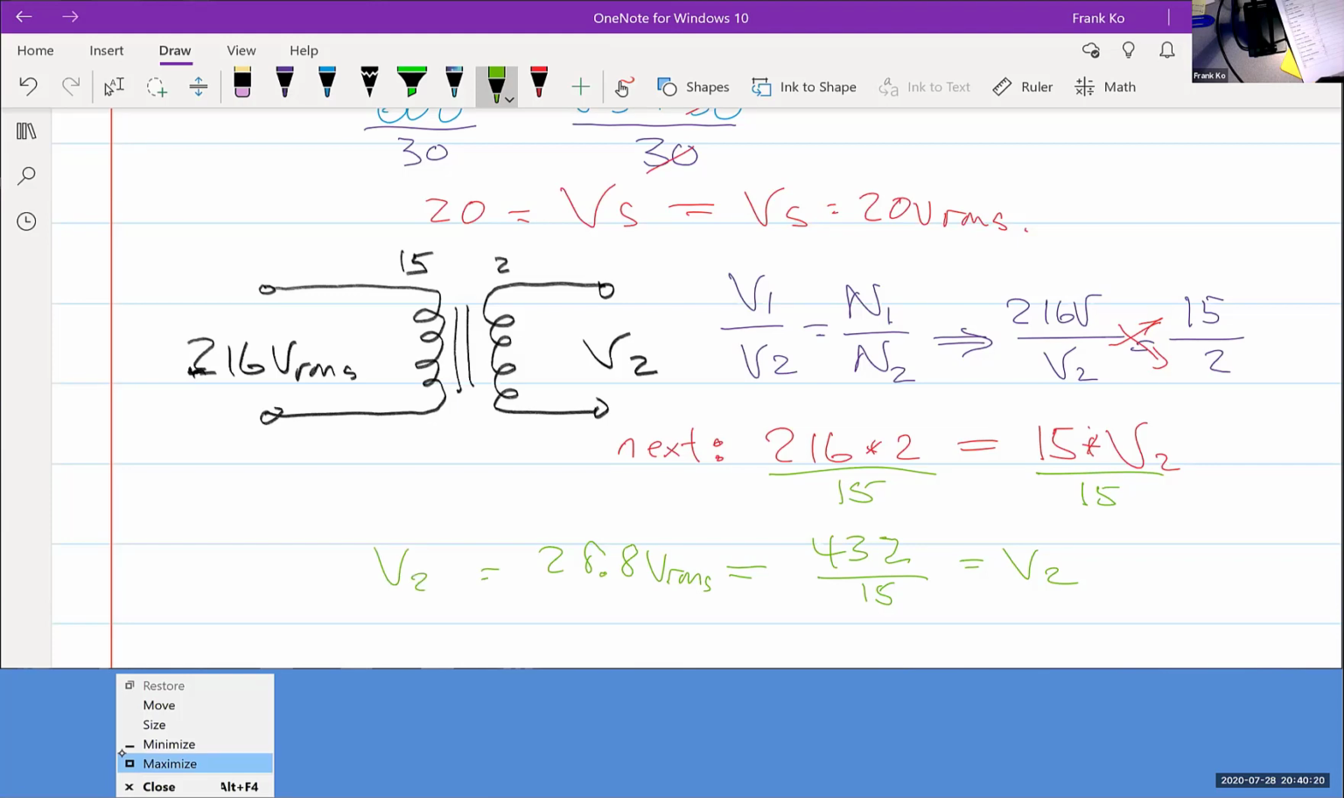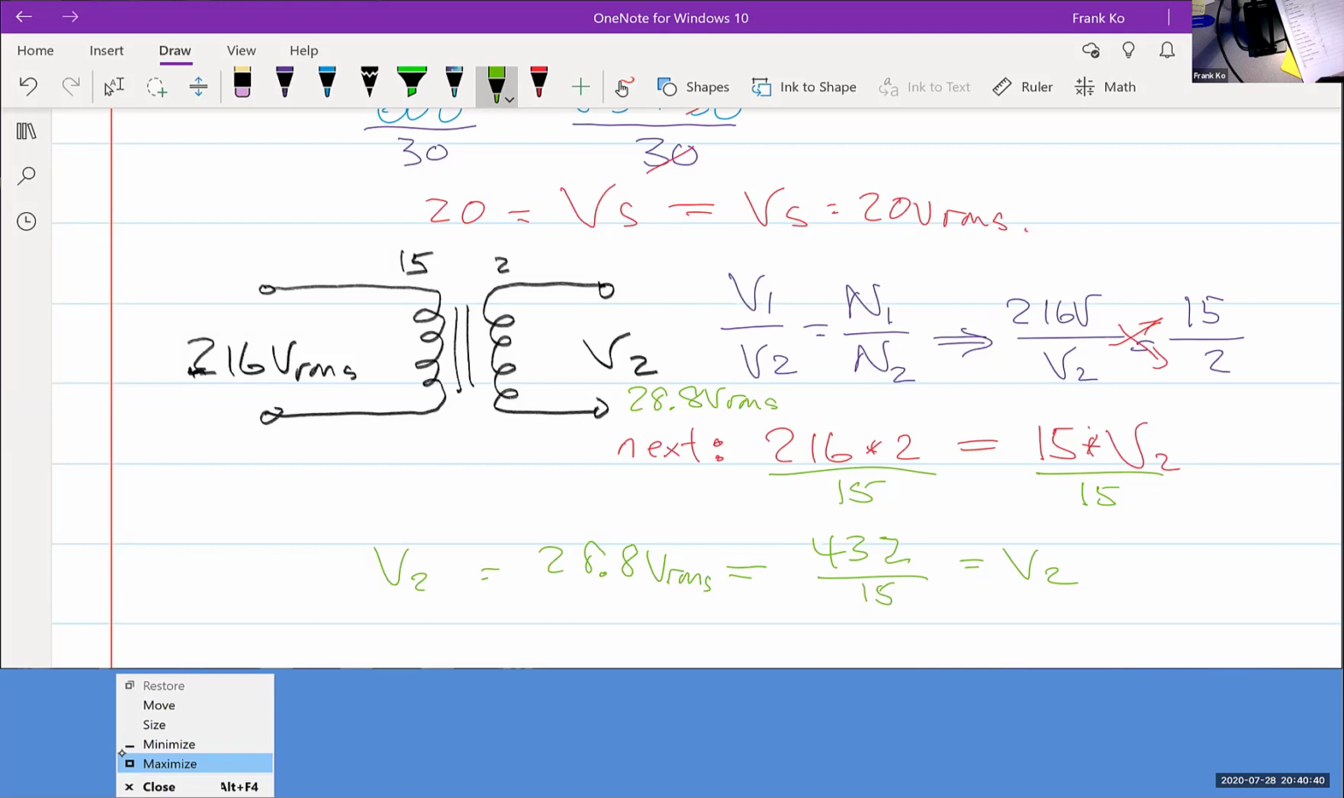Very good. All right. So far, are we okay with transformers? So we start off with 216 volts on this side, and on the other side, we end up with 28.8 V RMS. So input was 216, output was 28.8.